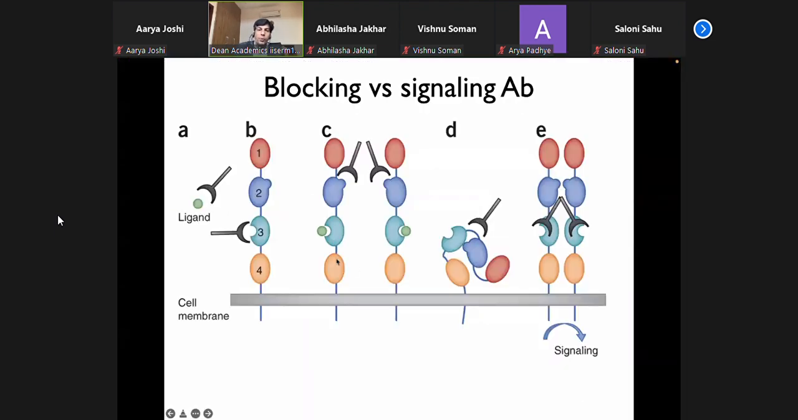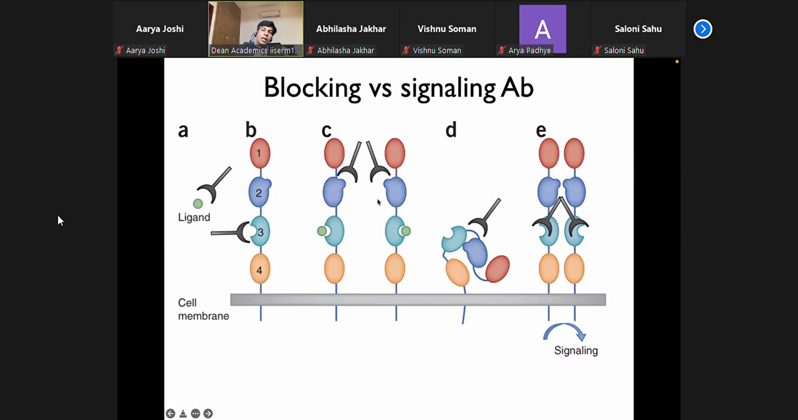Okay. So we were talking about the antibodies, and this slide talked about blocking and signaling antibodies. How do you differentiate between them? Broadly, an antibody can be called a blocking antibody if it binds to the ligand, so that the ligand is not available to activate the receptor. So this serves as a blocking antibody. The second aspect is that it binds to the site from outside so that the ligand is not able to bind to it. That's second.